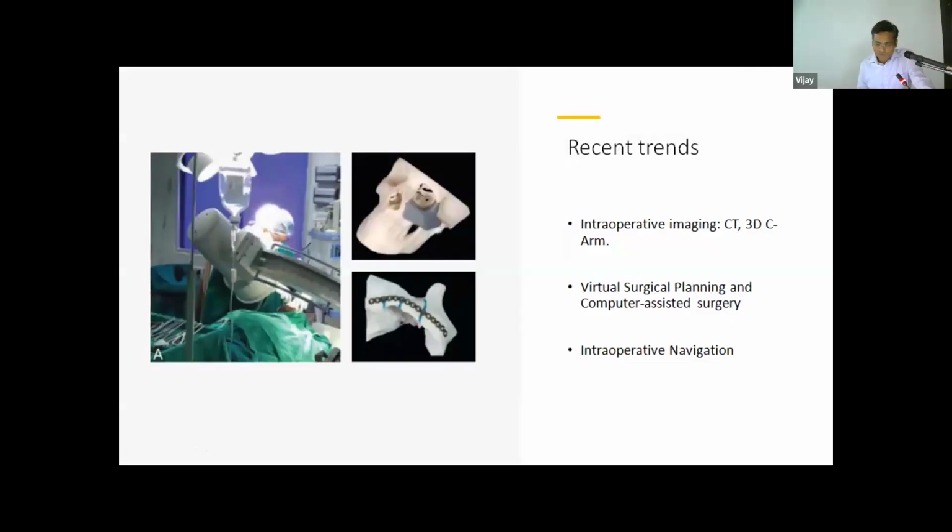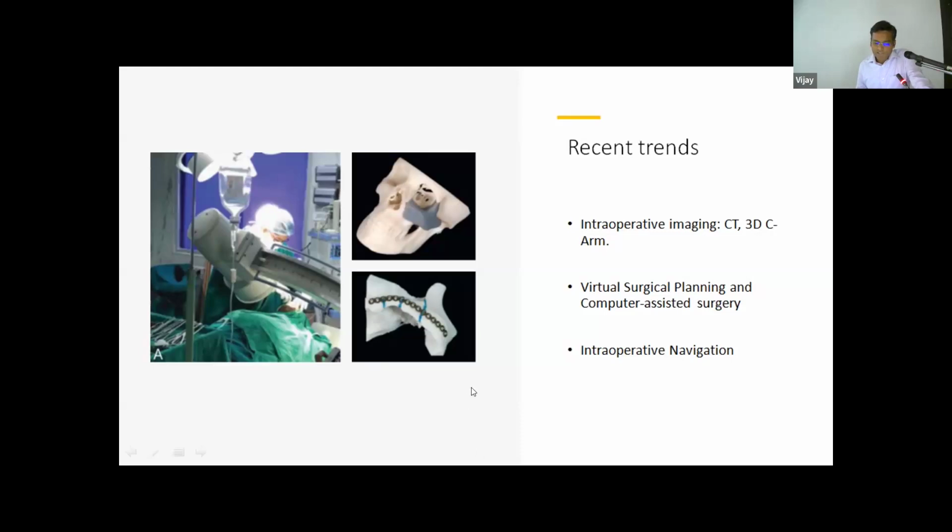ZMC fractures are notorious for their poor outcome, and this is because we cannot see all the articulations simultaneously. And here comes the role of intraoperative imaging in the form of CT or 3D C-arm, where after reduction and fixation, we get a CT done, and we can visualize all the articulations intraoperatively, and subsequently we can correct it then and there if there is any discrepancy.